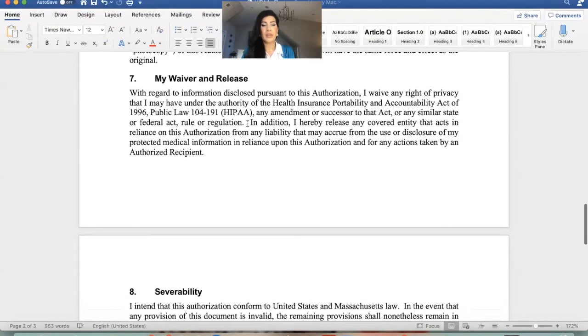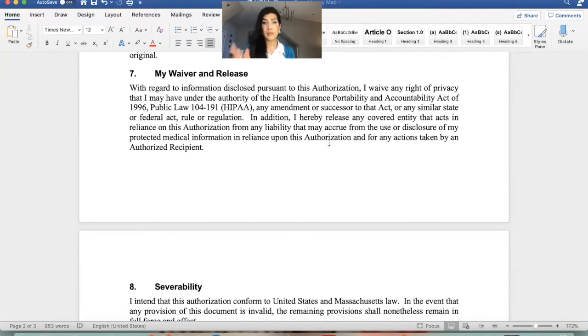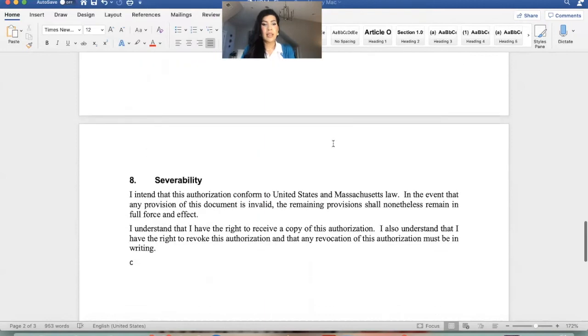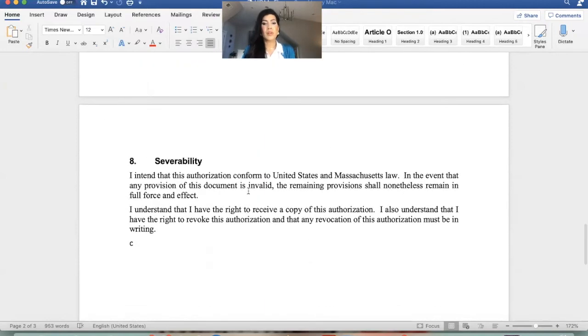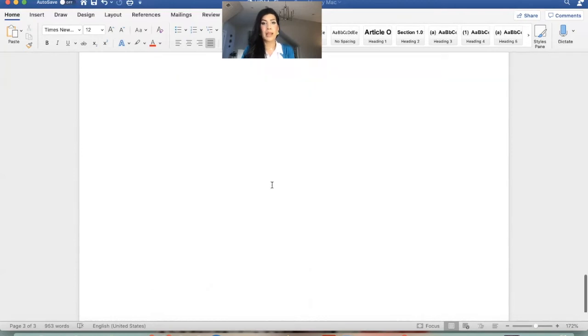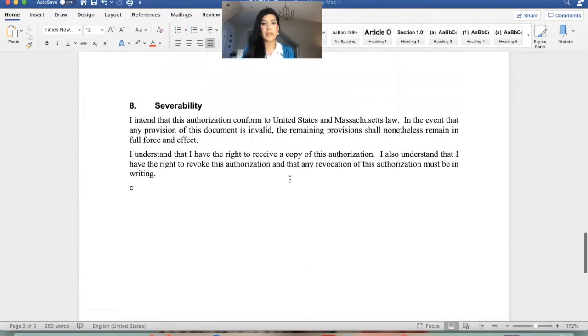By signing this document, you're waiving any right to privacy regarding this, and it conforms to the laws of the United States and Massachusetts. So again, this will apply anywhere, but it's just making it clear how it was made.